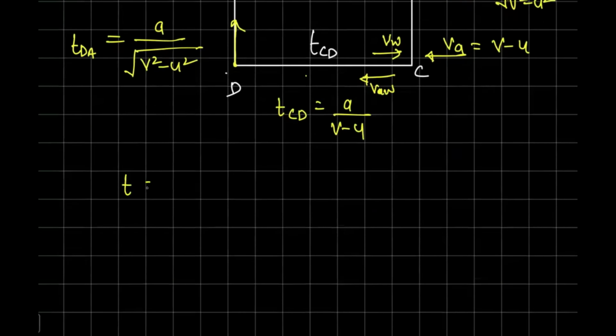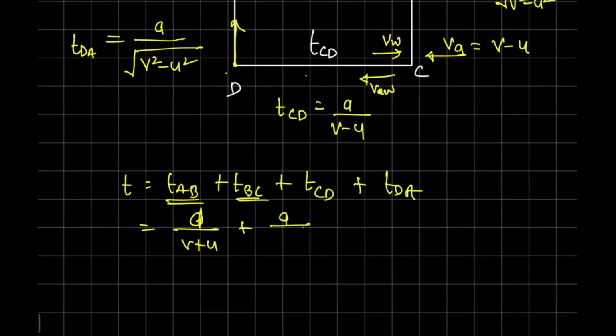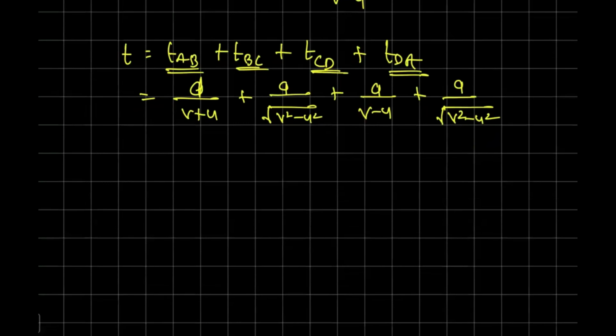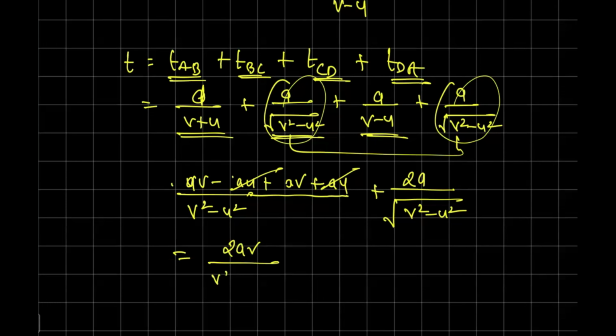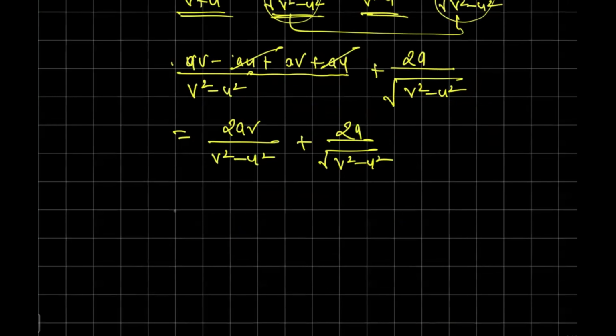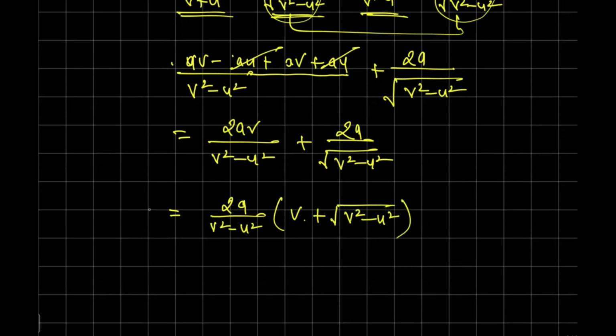So your total time is going to be tAB plus tBC plus tCD plus tDA. What is tAB? That is nothing but a upon v plus u. What is tBC? That is a upon root over v square minus u square. What is tCD? That is a upon v minus u. And what is tDA? That is a upon root over v square minus u square. Now I will take these terms together and these terms together. So we'll get 2av divided by v square minus u square plus 2a root over v square minus u square. Now you will take common 2a, so you'll get v plus root of v square minus u square. So this will be your total time.